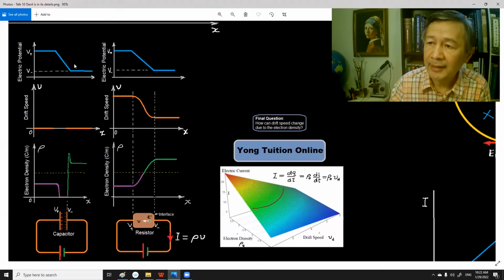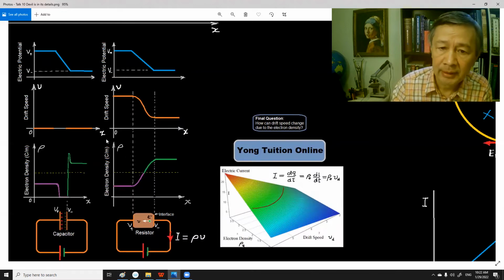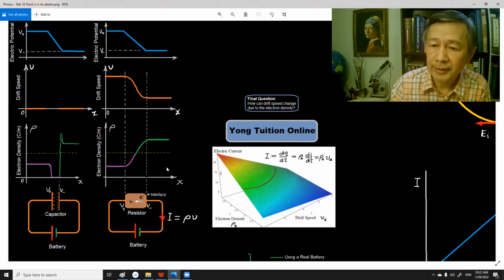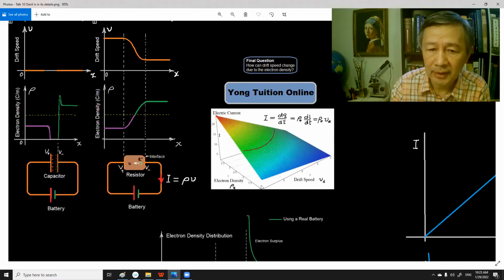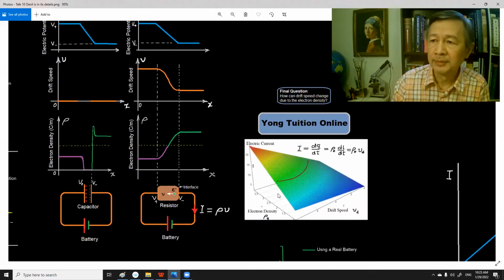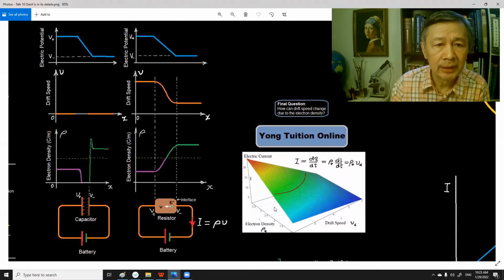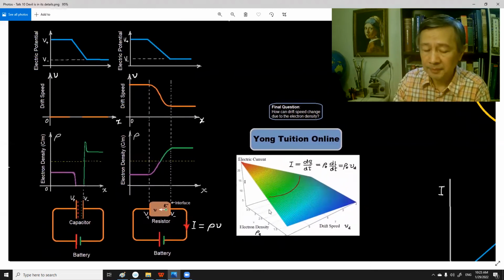The important implication of this hypothesis is that we can explain the electrical potential distribution across a capacitor and a resistor in terms of both the electron density and the electron drift speed. So that is what we achieved in the last video.